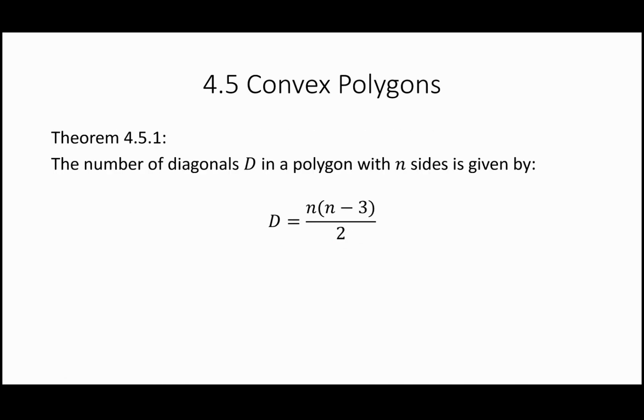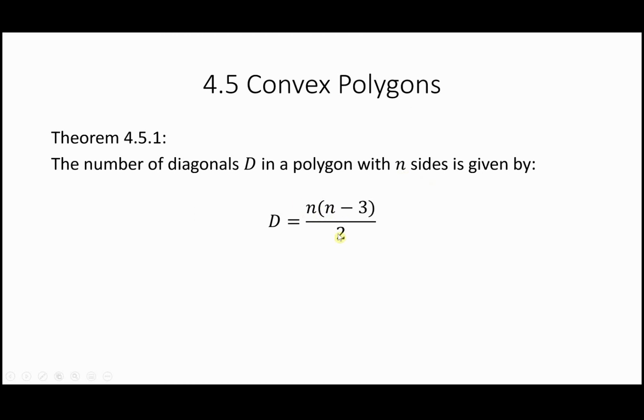Now, what if you had a figure that had a lot of sides, maybe a lot more than 5, and you wanted to know how many diagonals were possible to draw without actually having to draw them? Well, that's where Theorem 4.5.1, the first theorem in Section 4.5, comes into play. It has a relationship, an equation that helps you calculate the number of diagonals, D, which is based on the number of sides that the polygon has, N.